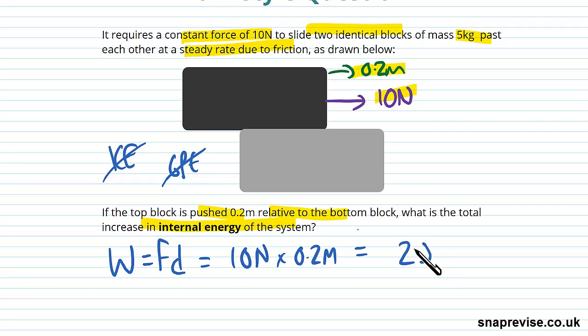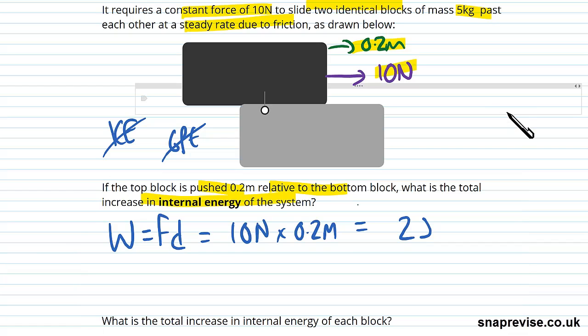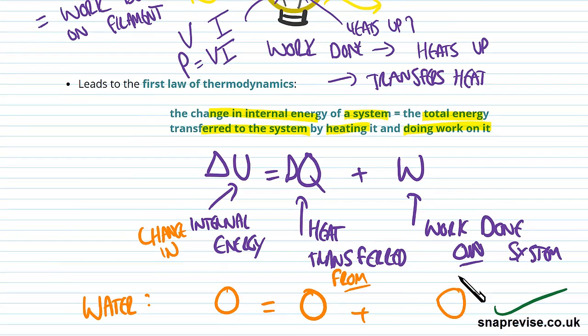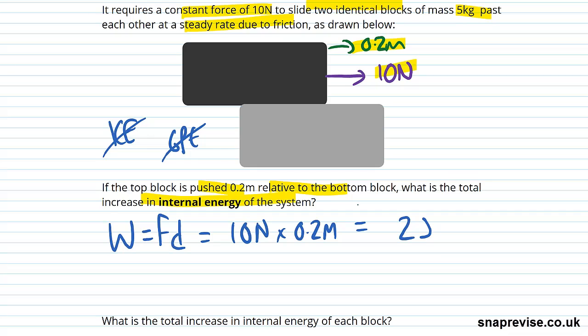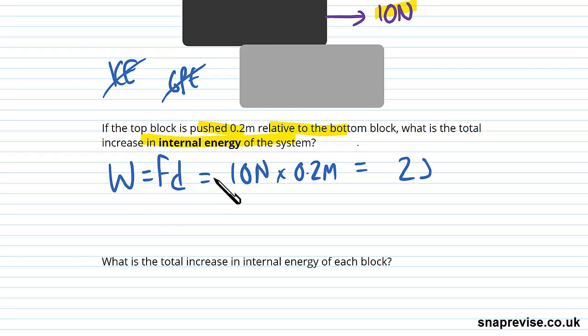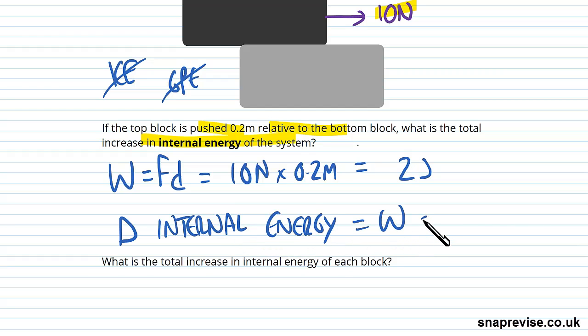But where's that going? Well, it's doing work against friction. And again, we go back to the first law, which is that the change in internal energy of the system is the total energy transferred to the system by heating it and by doing work on it. If you consider this system as a whole, there's no external heating going on. There's no transfer of heat. So we're not heating the system in some way, and so the change in internal energy must just be the work done. So the change in internal energy is equal to W, which is equal to 2 joules.